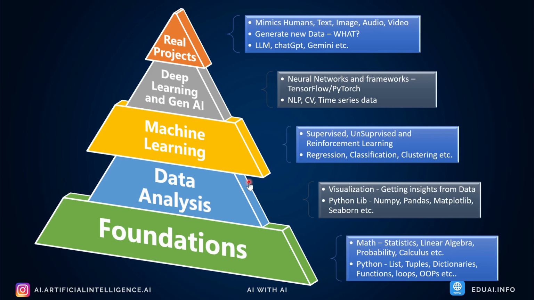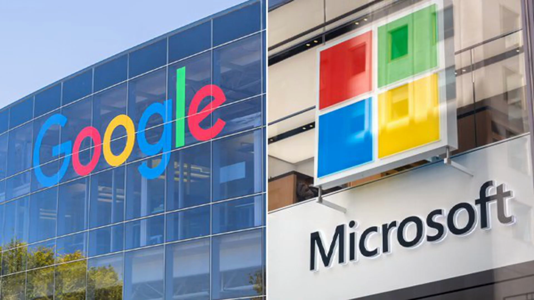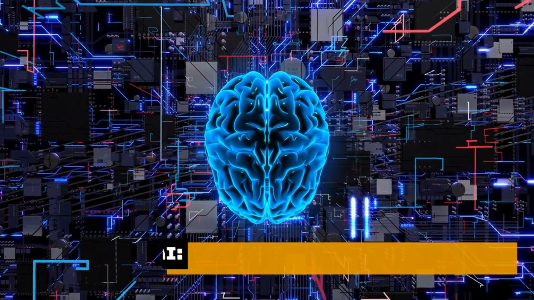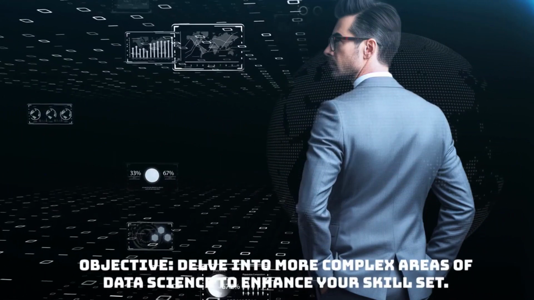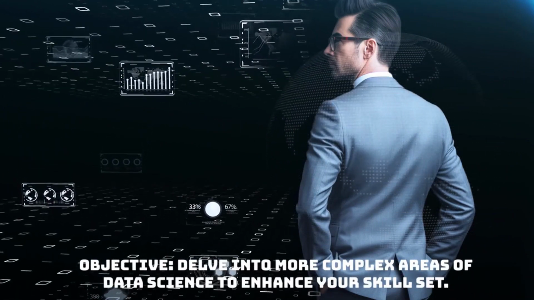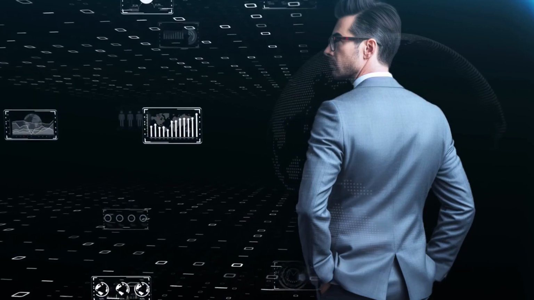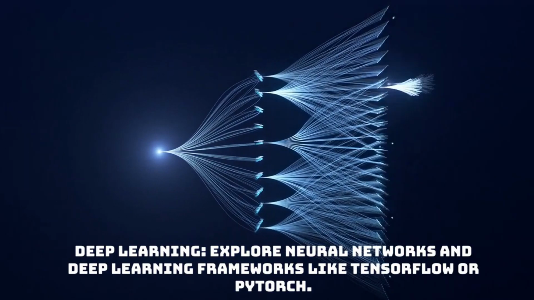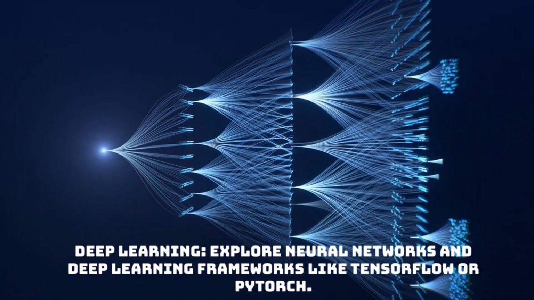After machine learning, this is completely up to you. If you want to deep dive into more complex areas of data science to enhance your skill set, something extraordinary, and you want to become a part of big MNCs like Google, Microsoft, Tesla and Meta, then you have to be a master in the deep learning area, because this is where a lot of requirement is coming in recent times, where you need to understand and learn natural language processing, computer vision, you need to explore neural networks, deep learning frameworks like TensorFlow and PyTorch.